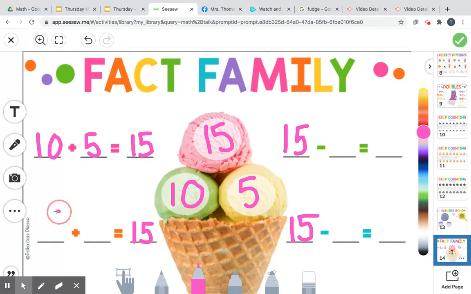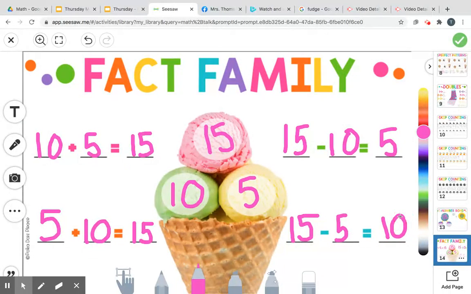Then they can swap places, and 5 plus 10 can make 15. Then you come over here, you bebop over here, and you're doing subtracting. So now you're going to subtract one of the parts. So 15 take away 10 equals, you got it, 5, and then we just swap them. 15 take away 5 equals 10. And that, my friends, is all she wrote for our math chat today.